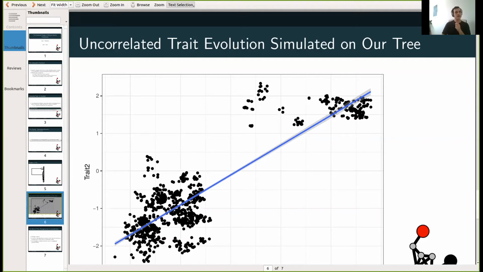And so I let two traits kind of evolve on that same tree, but with no correlation between them, right? So these traits have no actual association with each other. They've just evolved on the same tree. But if you look at their general correlation, they are highly correlated because they have this shared evolutionary history for most tips in this tree. And so you get a highly significant result, even though there's no actual link between these traits, right?